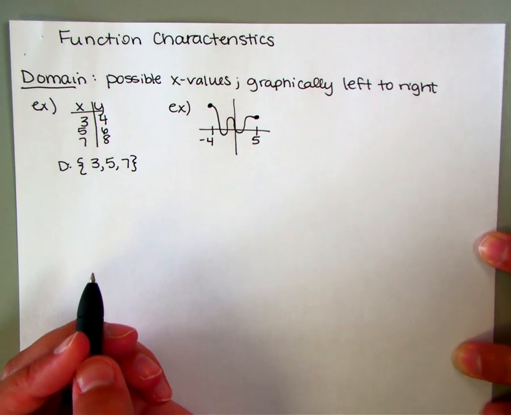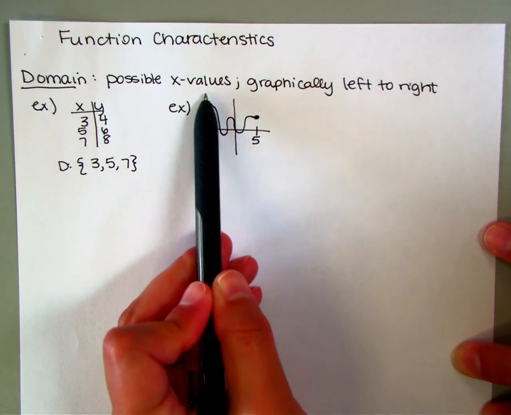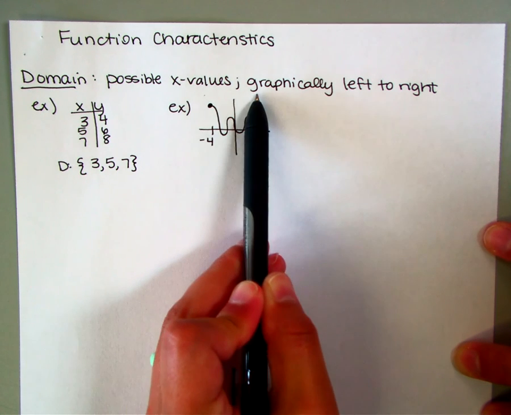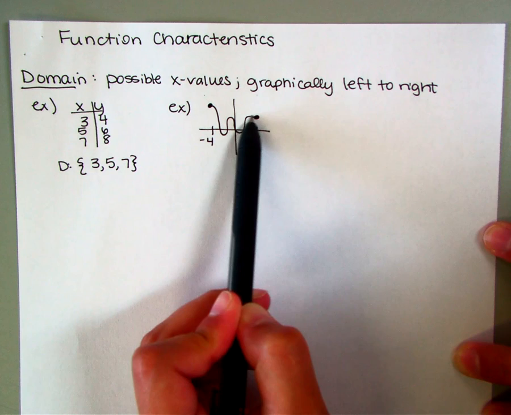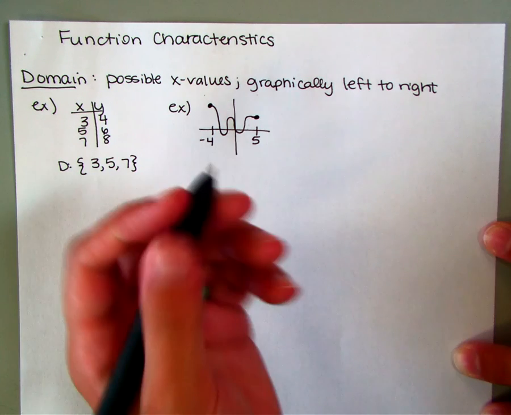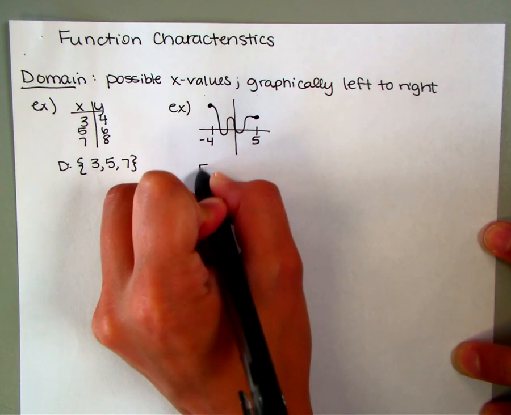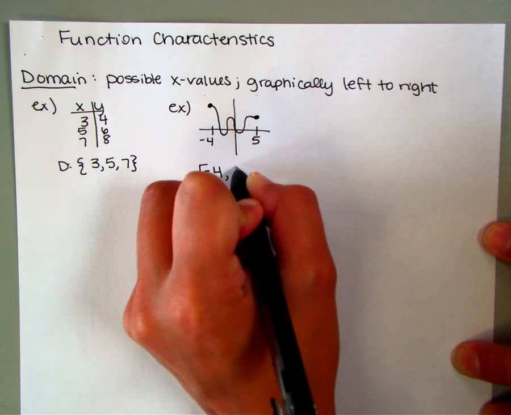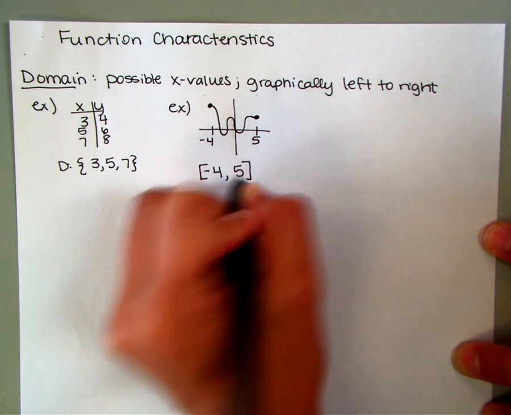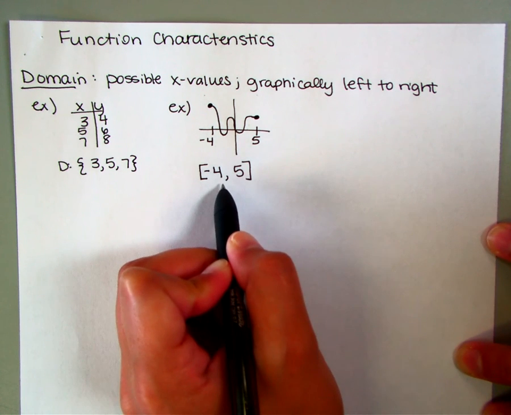And so when we describe the domain, we are going from the left side all the way to the right side of the function. And so it includes all of the x values in between. And so we write this in interval notation, and the lowest that it gets is -4, and the highest that it gets is 5, and we use brackets on both sides.